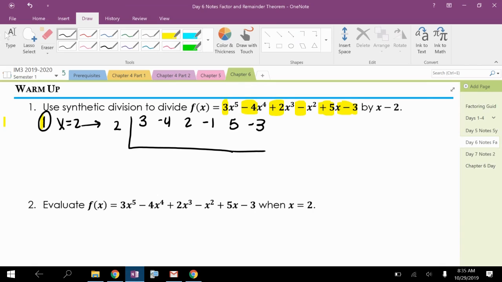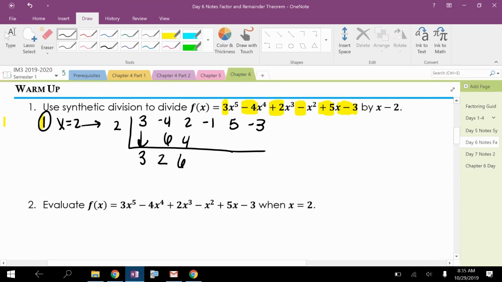It's okay, it's all good. What did we do with this 3 in the beginning? We just dropped it down right there. When you're on the outside, you multiply. When you're on the inside, you add. So 2 times 3 gets me 6. -4 plus 6 gets me 2. 2 times 2 gets me 4. Add straight down, you get 6.